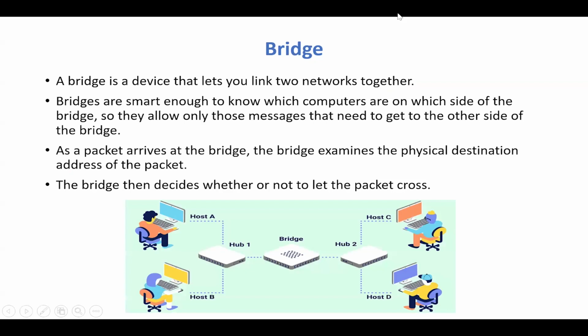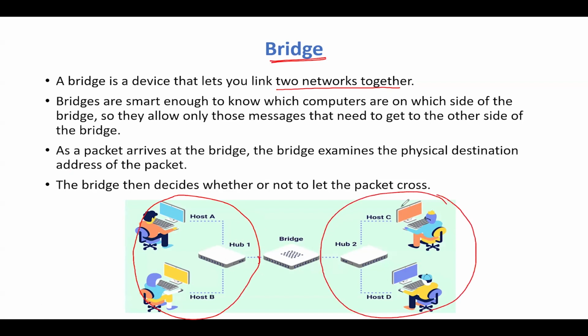The next device we have is the bridge. Now, what is a bridge? A bridge is a device that lets you link two networks together. As you can see here, I have one network with the help of a hub and I have another network. A bridge is the one which is bridging between those two networks.